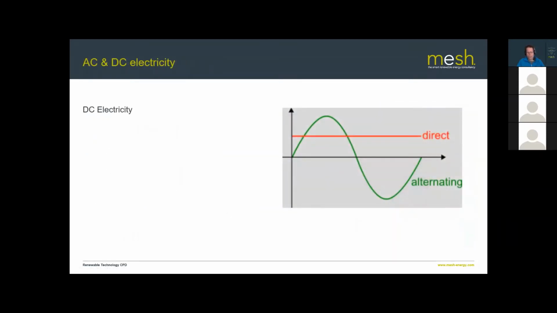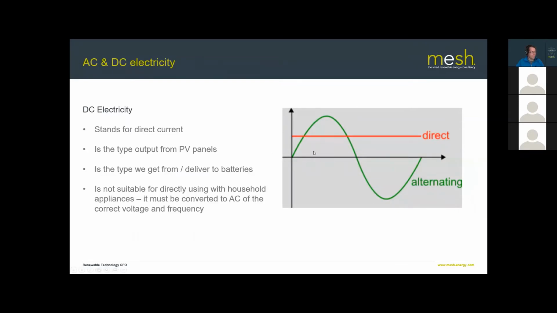So I've already touched on DC and AC, but essentially DC electricity is this red line here. You get a constant voltage and a constant current at all times.